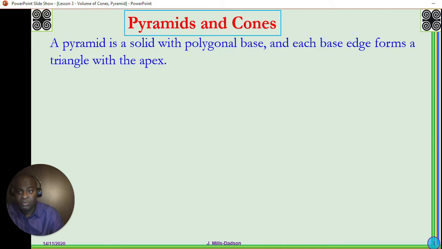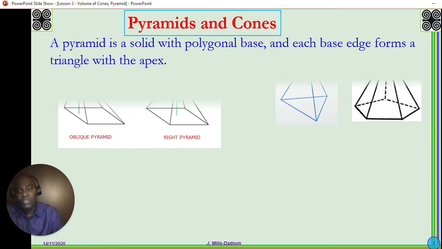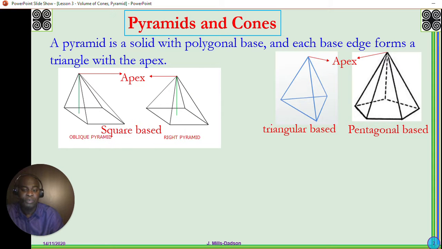Definition of pyramid could be given as: a pyramid is a solid with a polygonal base, and each base edge forms a triangle with the apex. What this means is that these are examples of pyramids, and they all have a polygonal base: square, square, triangle, pentagon. And apart from the base, they should all have identical triangles around it. That's what this definition is about. You should have triangles around it with a base. It could be a triangle, a square, or any of the polygons.